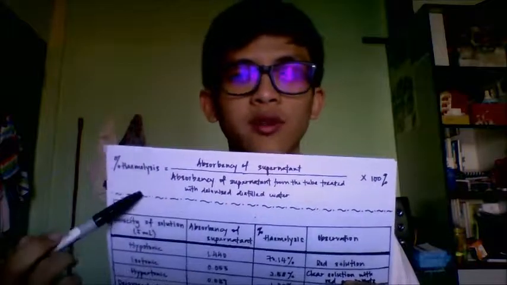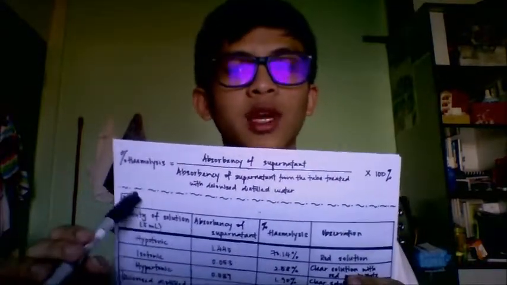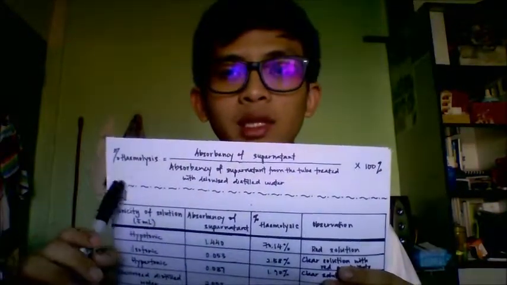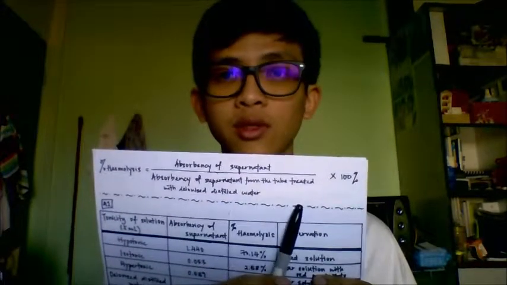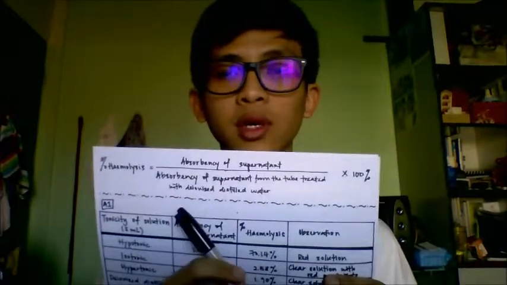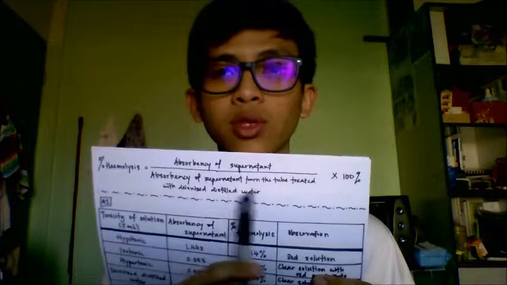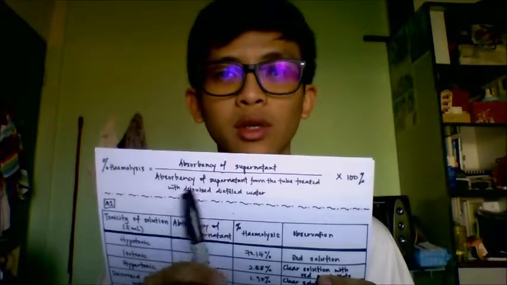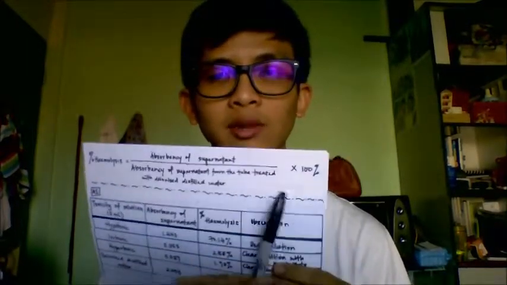Today, I would like to present to you the results of the experiment that we got. Before we get into the results, I would like to present the formula of the percentage of hemolysis. The percentage of hemolysis equals the absorbance of the supernatant over the absorbance of the supernatant from the tube treated with the deionized distilled water, times 100%.